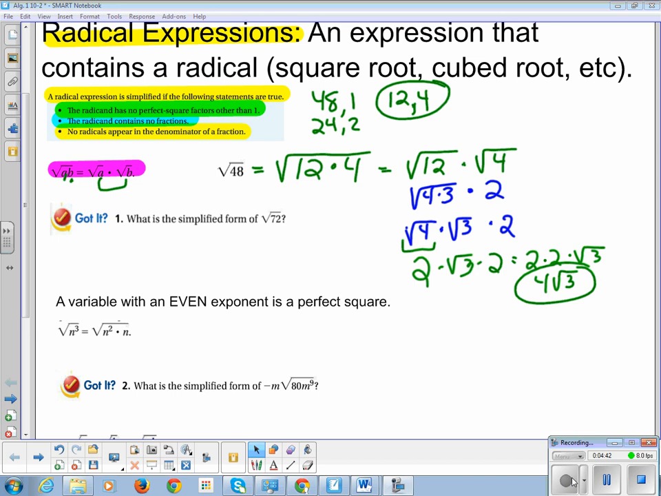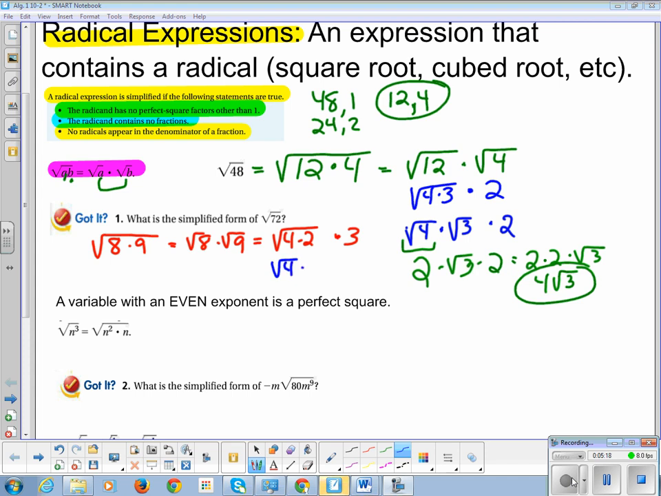So let's try it with the square root of 72. We're going to simplify 72, and I know that 72 is 8 times 9. So that's the square root of 8 times the square root of 9. The square root of 8 is the same as the square root of 4 times 2, and the square root of 9 is 3. So now we're going to do one more layer. This is the square root of 4 times the square root of 2 times the number 3.